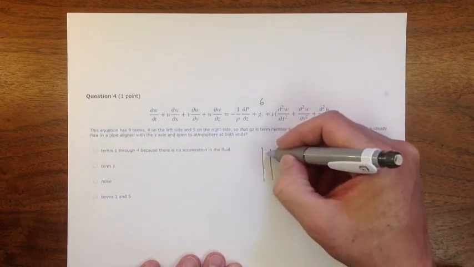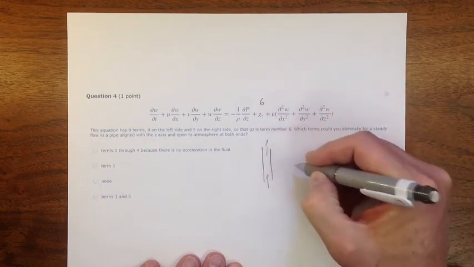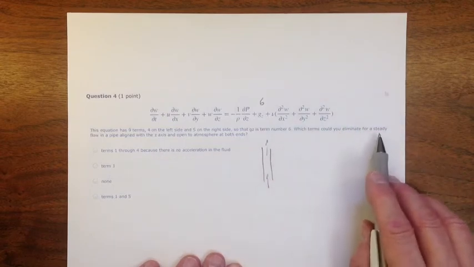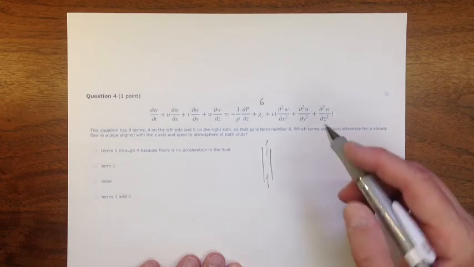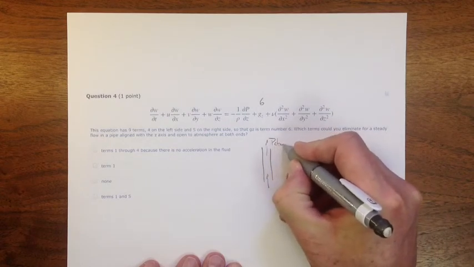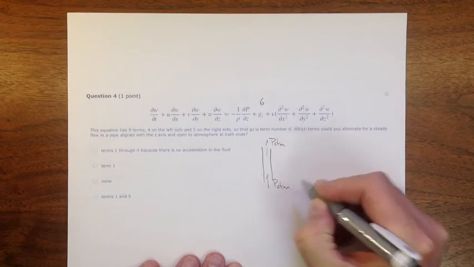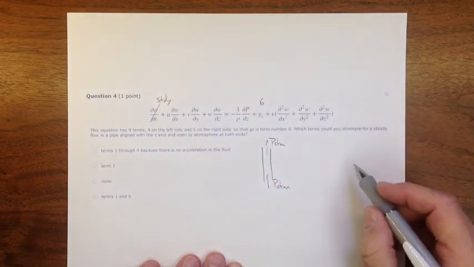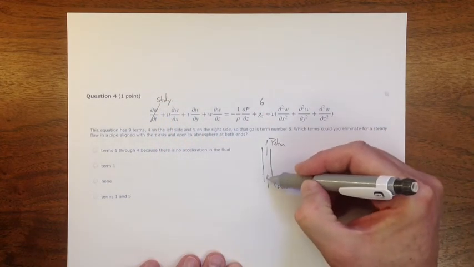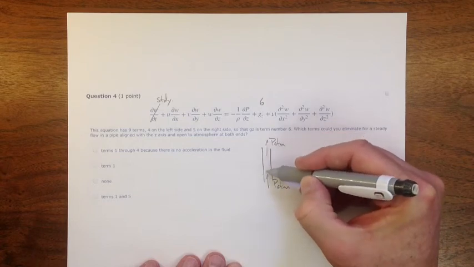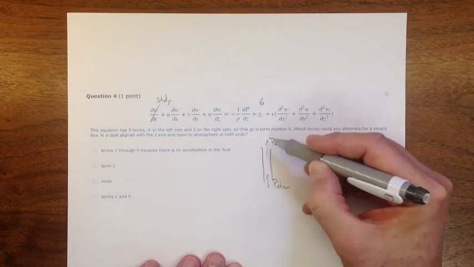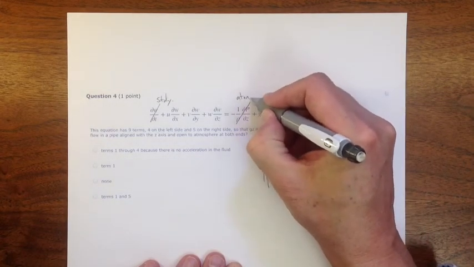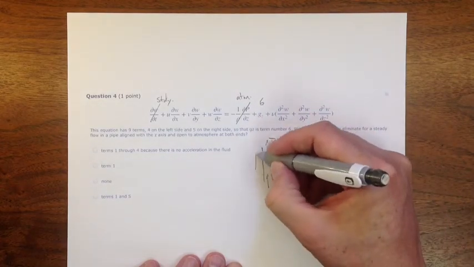It's open to atmosphere at both ends. It's got stuff flowing through it, and it's steady. So if it's steady, I'm going to eliminate that one. If it's open to atmosphere at both ends, then I don't think there's any pressure gradient in the z direction. So no pressure difference as we move in the z direction.